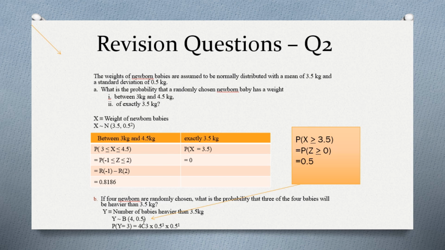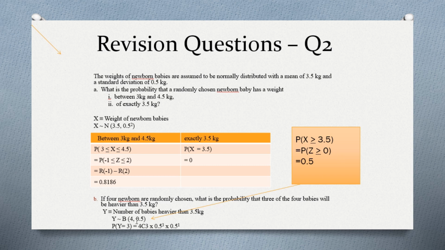How did I get a p of 0.5? You will get it because you need to find the probability that the baby is heavier than 3.5. How to find that? You need to use normal distribution. P x more or equals to 3.5. You change to z-score. You get z more or equals to 0. This will be 0.5. So that's where I got the 0.5 from. All right, so this is where students always go wrong. Understand? So the 0.5 comes from here.